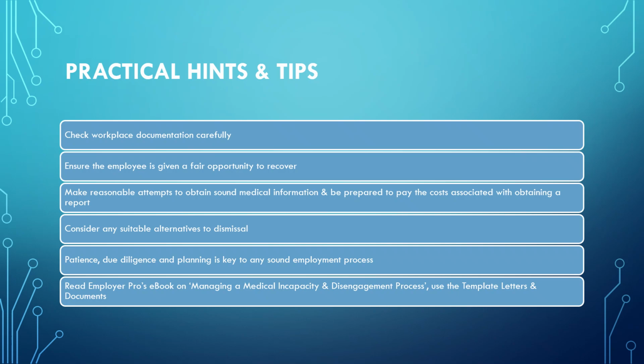Patience, due diligence and planning is key to any sound employment process. So again, read Employer Pro's ebook. It's comprehensive, it's very detailed. There's a lot of practical and useful information in that employer resource pack, and that's on managing a medical incapacity and disengagement process. Use the template letters and read the documents, and follow the step-by-step guidelines when navigating this particular employment process with an employee.